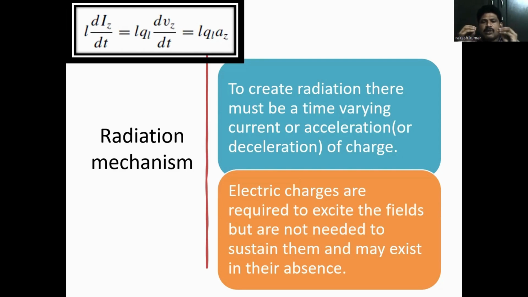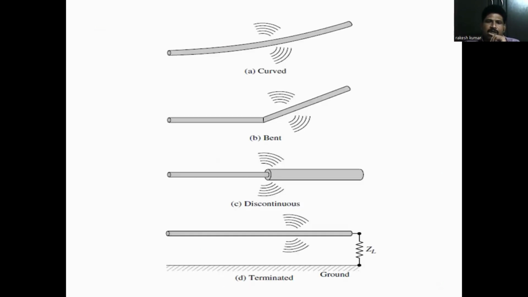If any device wants to radiate, the charges should move either in the accelerating or decelerating mode, or compulsorily if there is time varying current, there will be a radiation mechanism. This is the basic fundamental rule for anything to radiate. Okay. So to create radiation there must be time varying current or acceleration or deceleration of charge carriers. Okay. So let us see here how the radiation is possible.